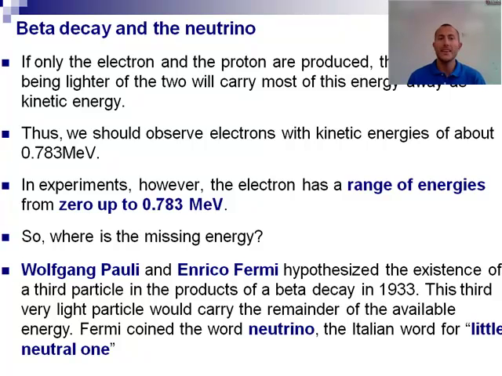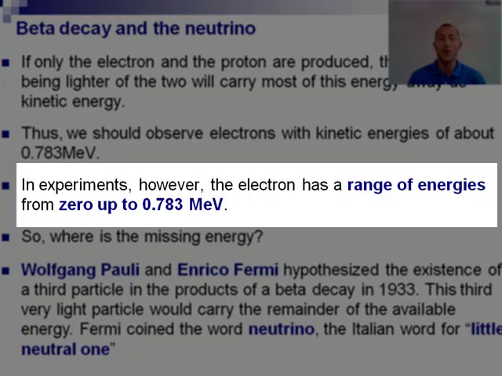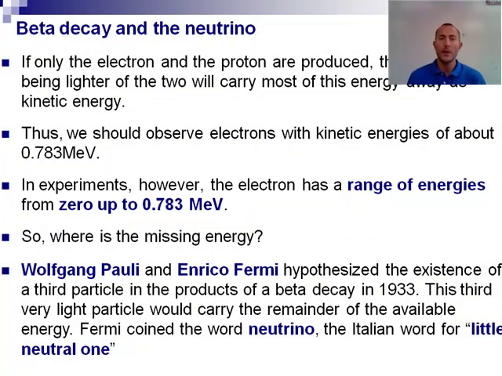And so the kinetic energy of the electrons, if you work through the calculations, should be about 0.783 mega electron volts. Experimentally, though, they discovered that there was a range of energies from 0 all the way up to 0.783 mega electron volts. So there was this range, this what we call a beta spectrum range of energy that the electron actually had. And so if it was less than that 0.783, that means that there must be missing energy somewhere, and the question was, where did that energy go? What happened to it? And that's what led to the prediction of this third particle.